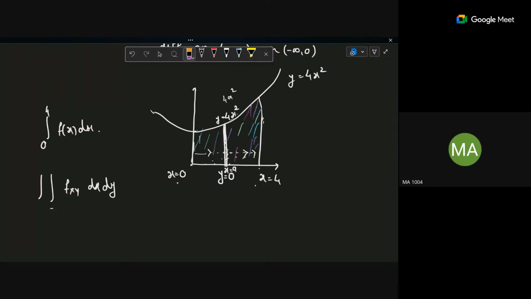Ma'am, I did not get this one. If we put a vertical strip, then why don't we get the shaded region?